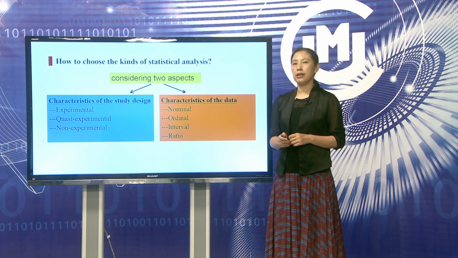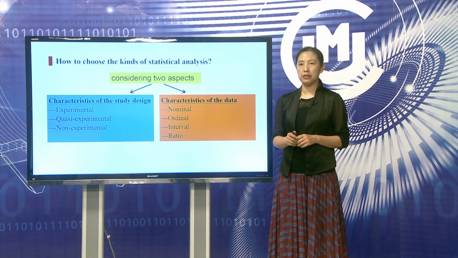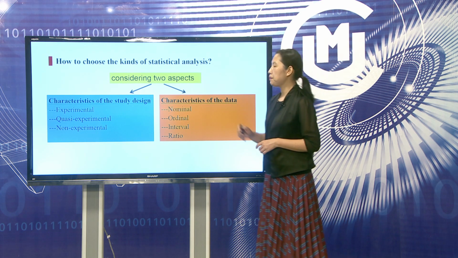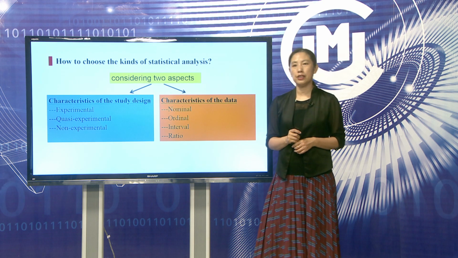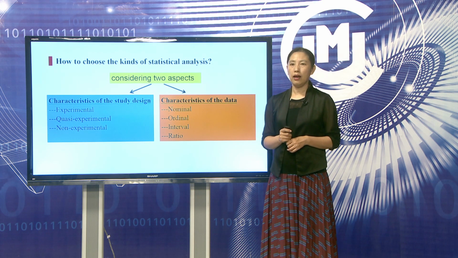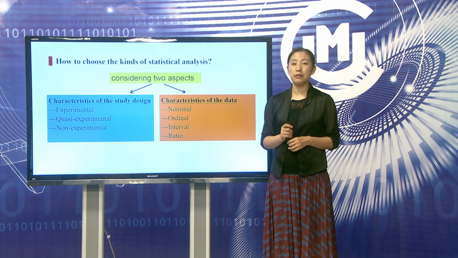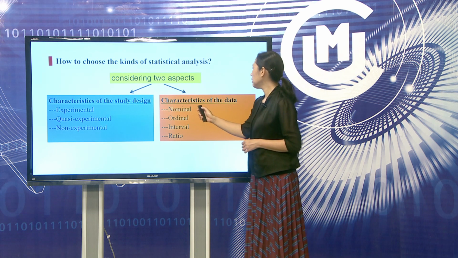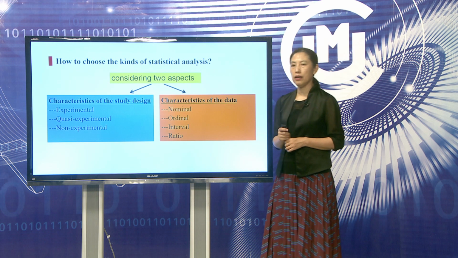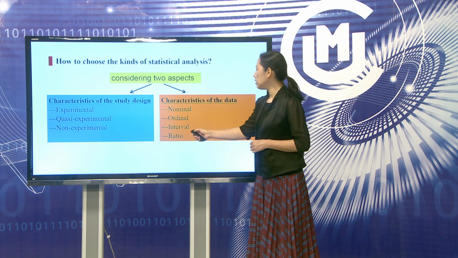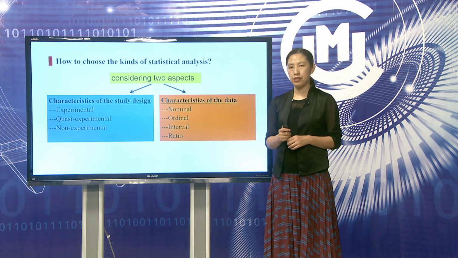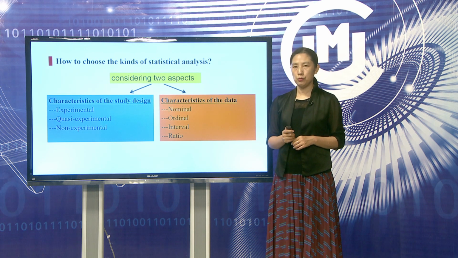So in summary, how do you choose the kind of statistical analysis? You just need to consider two aspects. First, consider the study design, and that means to consider the purpose of your study. And then think about the characteristics of the data. Is it nominal, ordinal, interval, or ratio data? So based on the figure I mentioned before, you can choose one.